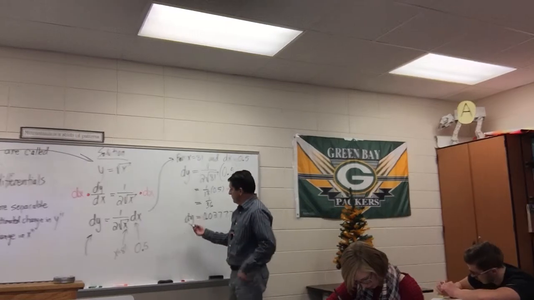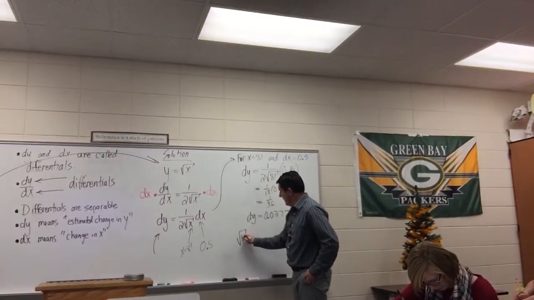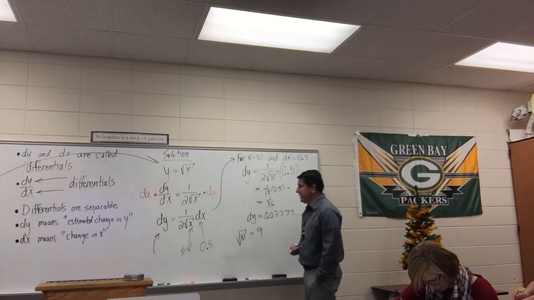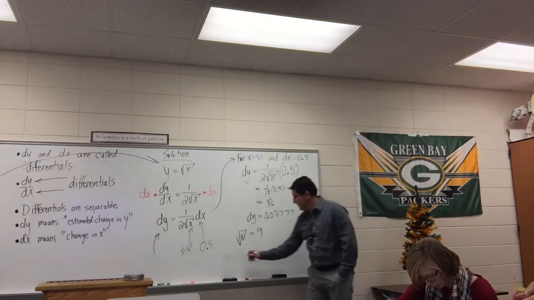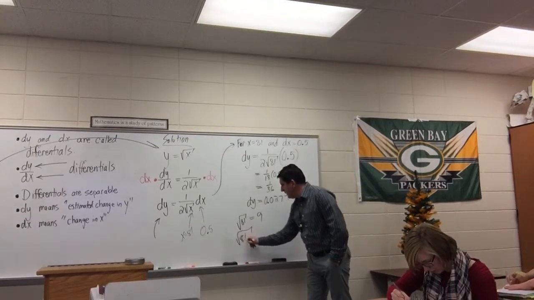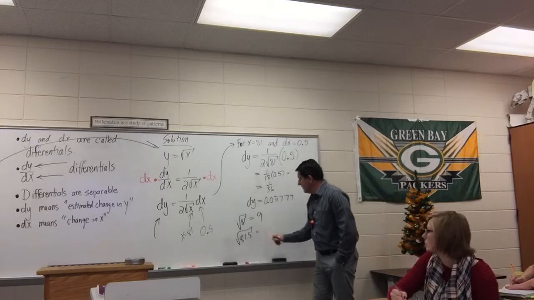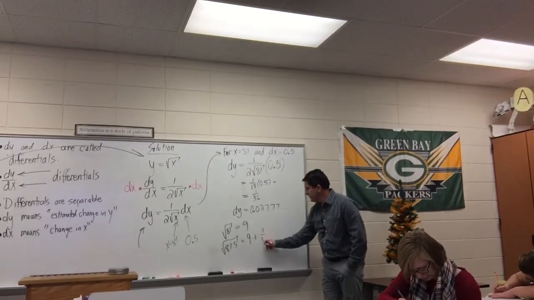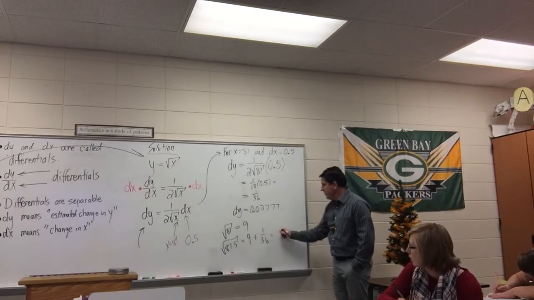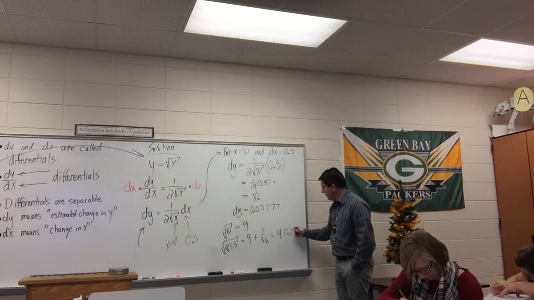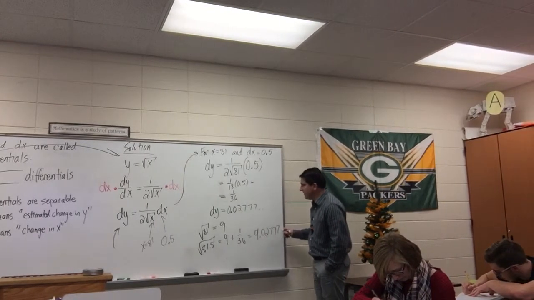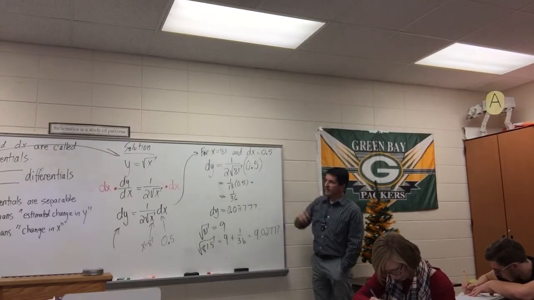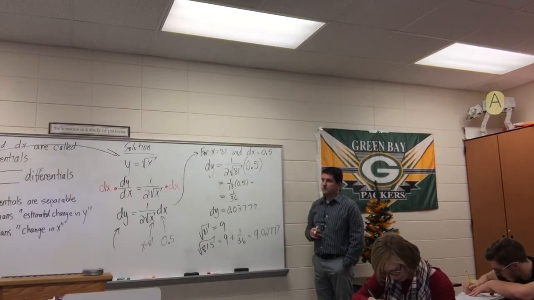Meaning, the square root of 81 is equal to 9. The square root of 81.5 is equal to 9 plus the 1/36, or 9.02777. And remember, this is an estimate. We're estimating the answer.